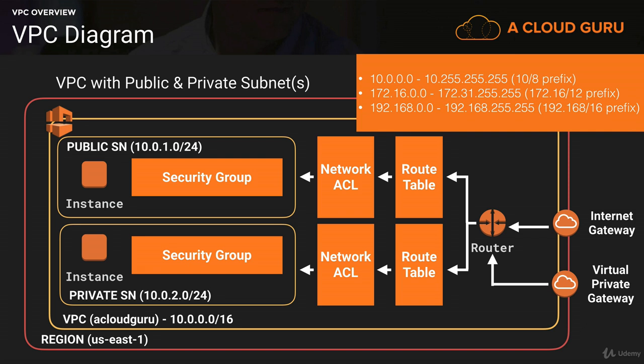And Amazon basically allow you to use a bunch of different internal IP address ranges. So you can use the 10.0.0.0, you can use 172.16.0.0, or you could use the 192.168.0.0. Bear in mind the different prefixes here. So this will give you the highest address range because it's a /8. This will give you a medium address range because it's a /12, and this will give you a smaller address range because it's a /16.